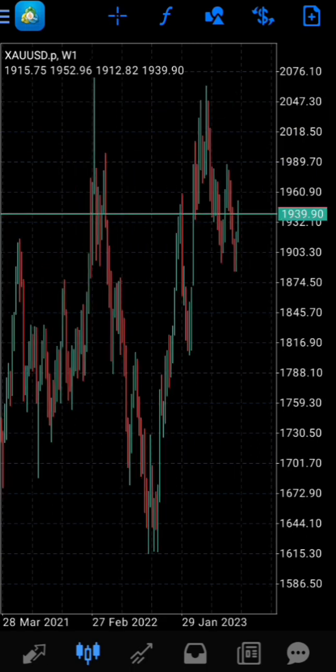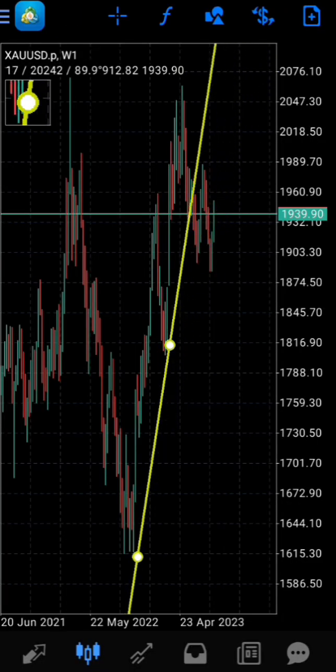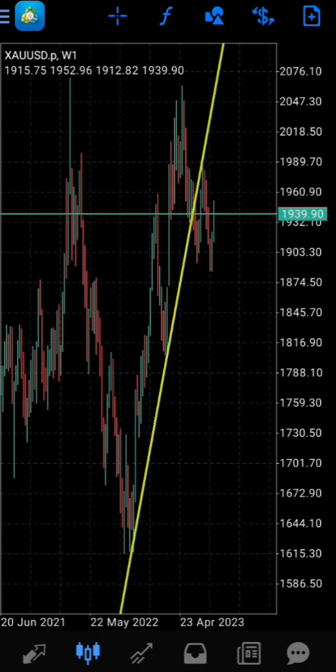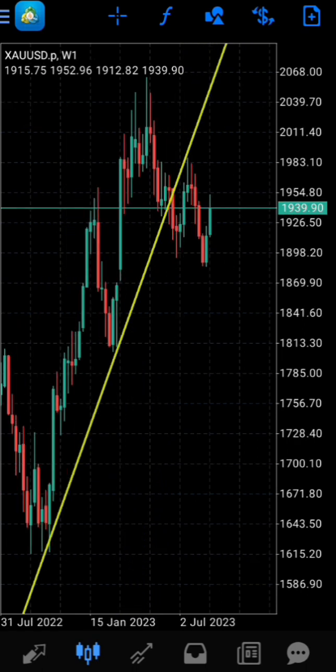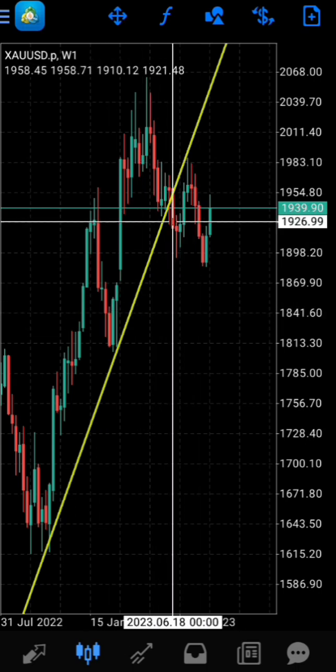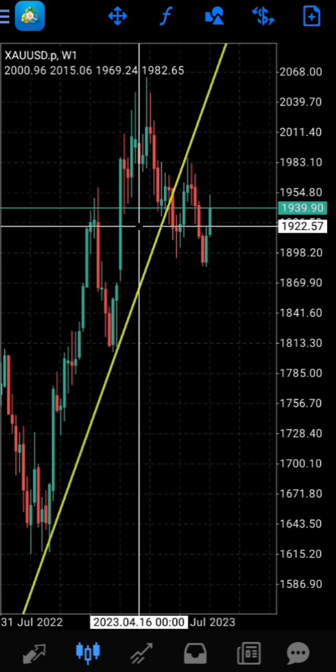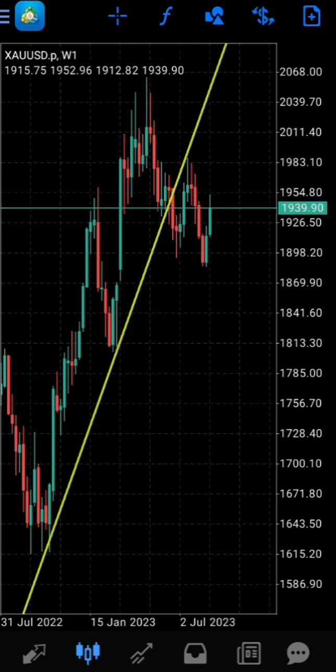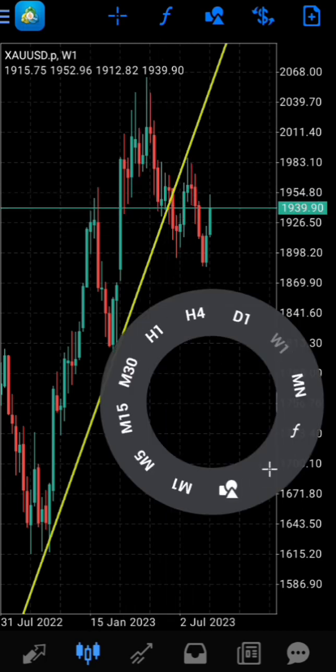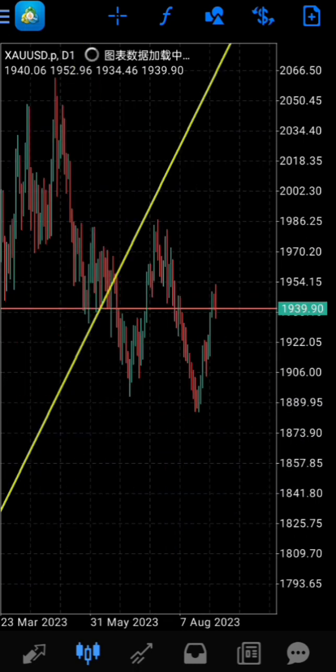The third thing, we can use a trend line to understand the power of the movement of gold going up. In the weekly chart, you can draw a trend line, and we can observe the price is not that strong anymore, because the price broke down the trend line. Okay guys, now we change to the lower time frame, daily.